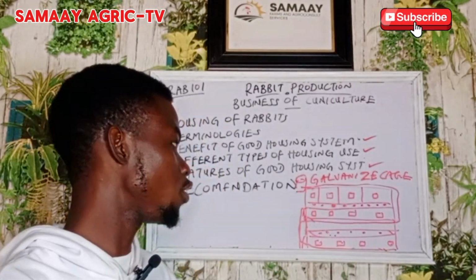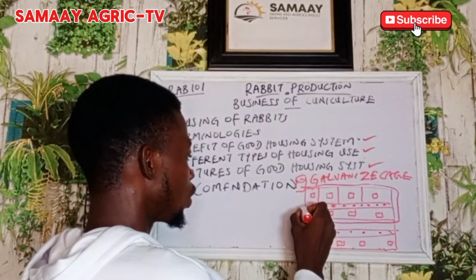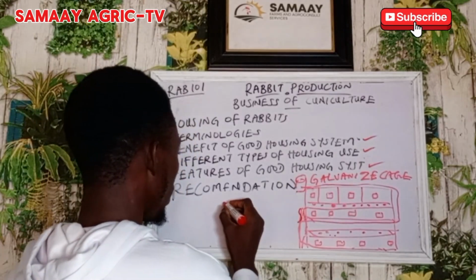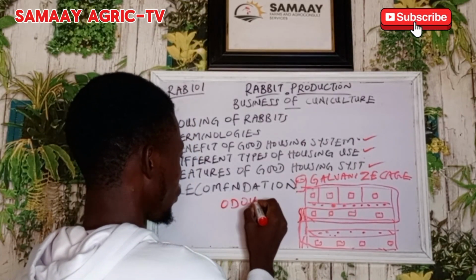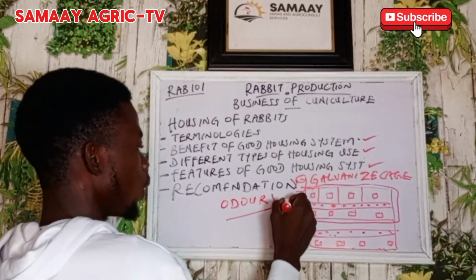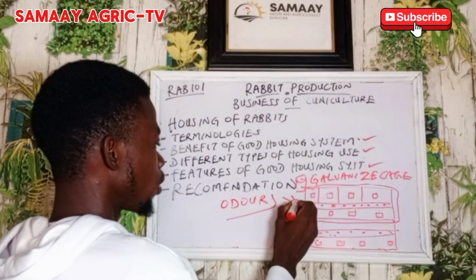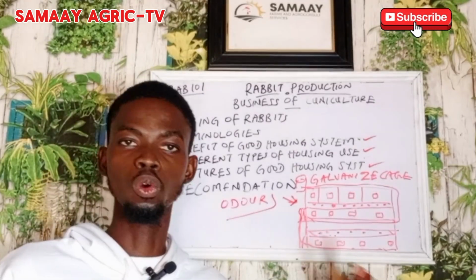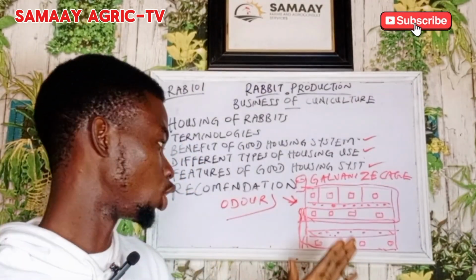And I can tell you that if you are able to extract the urine of rabbits, it will reduce the odor. So one thing you are going to eradicate with this form of cage is the odor.